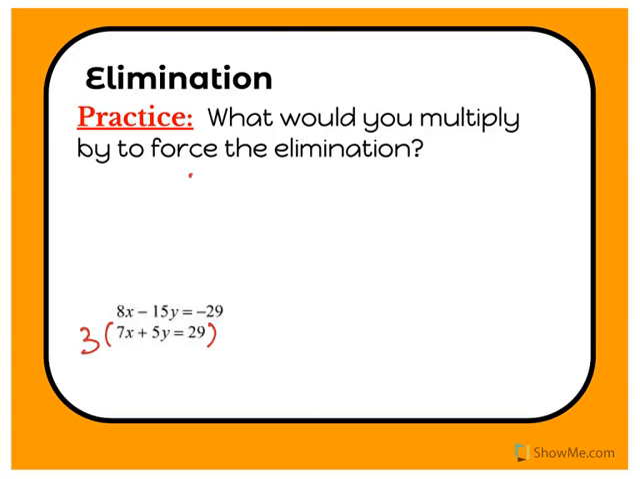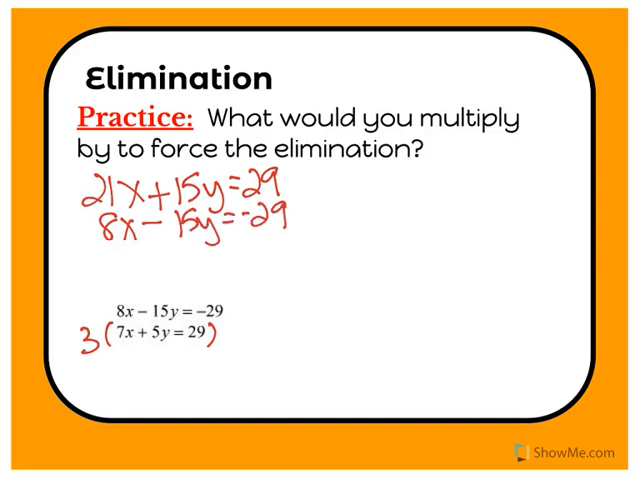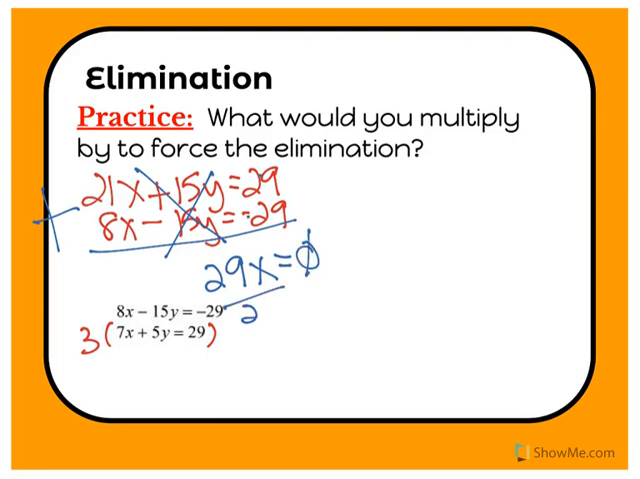And I'm going to make this bigger up here. So we get 21x plus 15y equals 29. And then we solve the other one, so 8x minus 15y equals negative 29. Let's add those up. Remember our y's will cancel, so we get 29x equals 29 plus negative 29 is 0. So we divide by 29, and x equals 0, which is okay. That will happen a lot, actually.